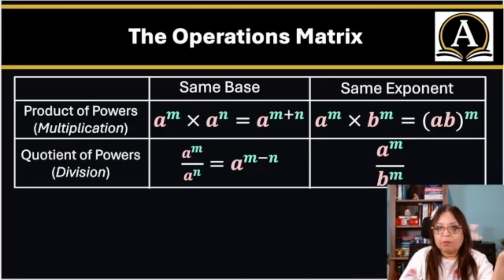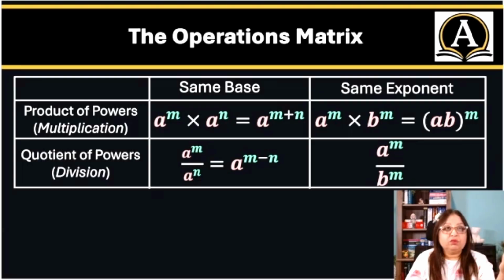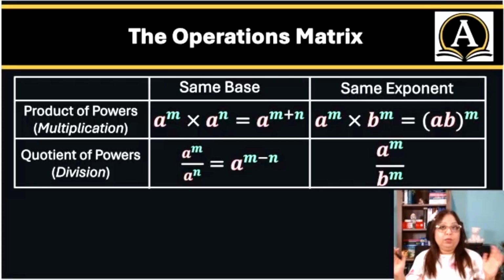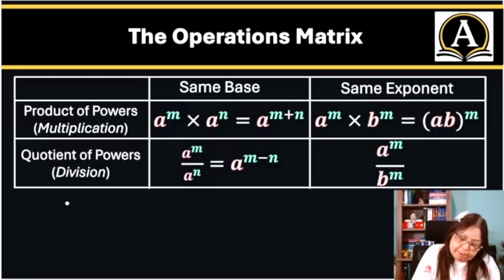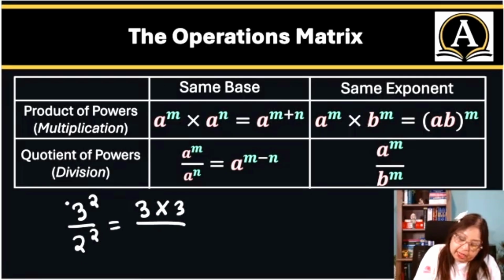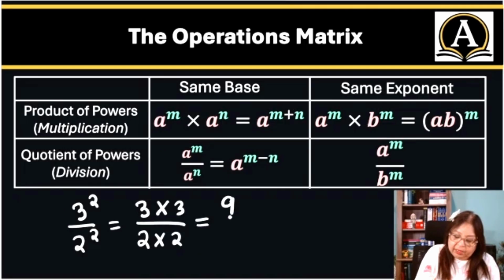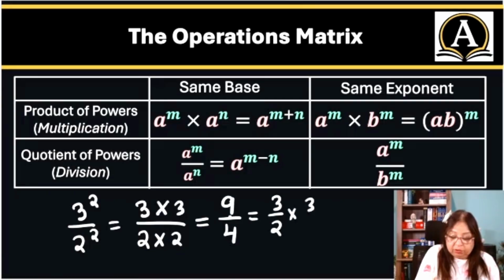Simple. Now what if the base of the two powers is not same, but the exponent is same? In that case, what do we do? Let's take an example again. Let's say you have 3 to the power 2 divided by 2 to the power 2. The numerator can be written as 3 times 3 and the denominator can be written as 2 times 2. This is equal to 9 divided by 4, which can be written as 3 over 2 times 3 over 2, or 3 squared divided by 2 squared.